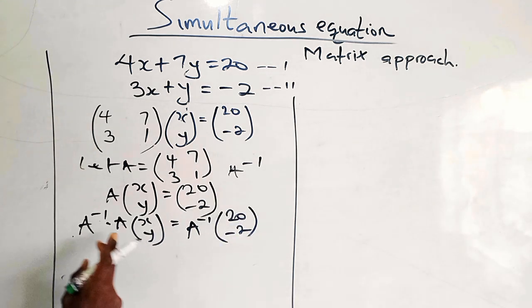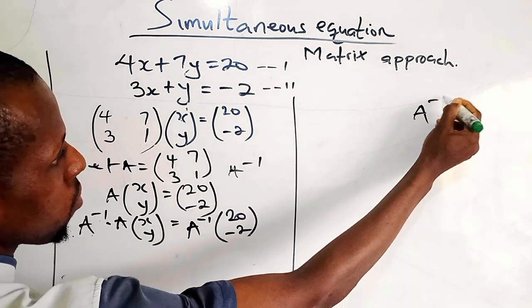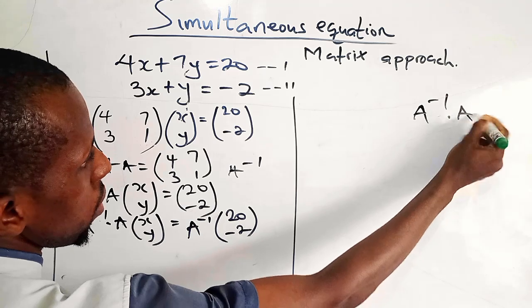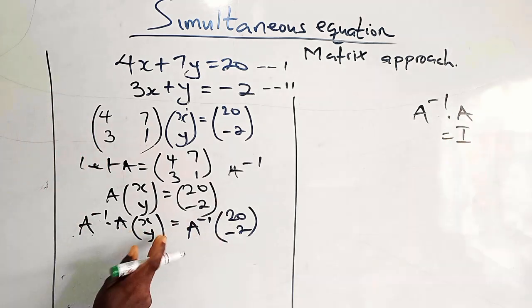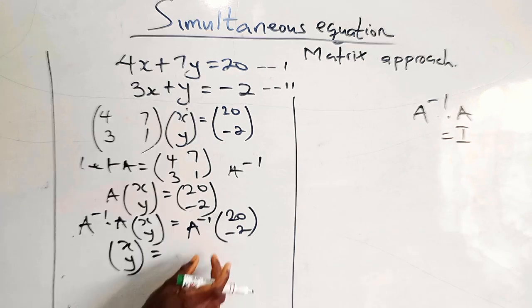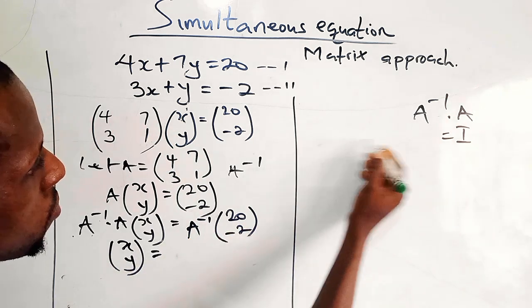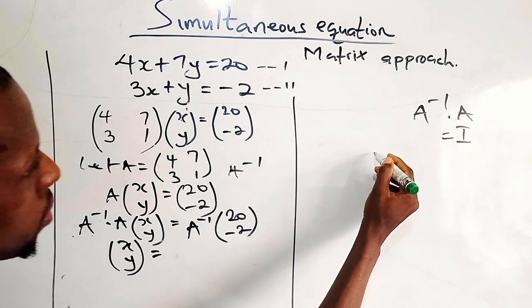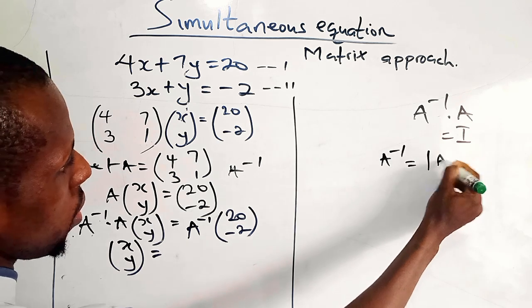But I want you to take note of something. We have the inverse of a matrix multiplying by itself. So inverse of A multiplying by A, we have the identity matrix. This one is out. So here we have x, y equals, so let us determine the inverse of A. So how do we do that? To determine the inverse of A, we have to determine the determinant. Okay, determinant of A first.